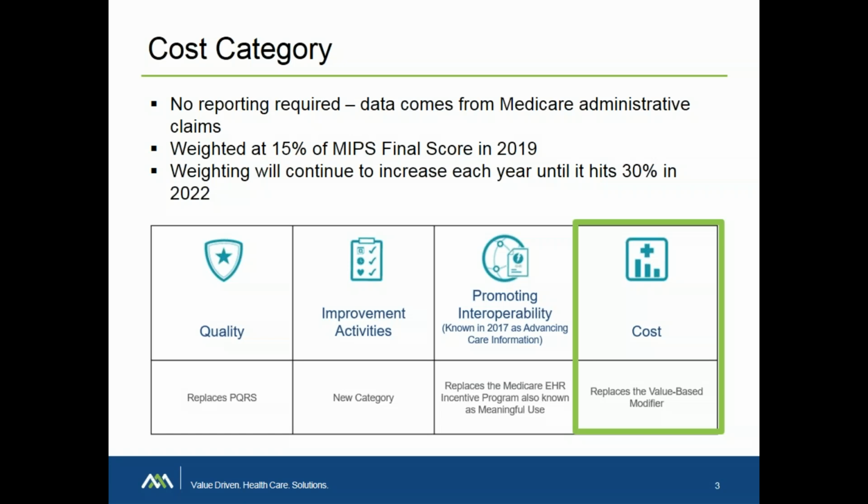So the cost category is just one of the four MIPS categories. For 2019, it's weighted at 15% of your MIPS final score. That weighting will continue to increase each year until it hits 30% in 2022. Cost and working on improving cost is definitely a long game. So although the full weighting doesn't hit until 2022, now is the time to start working on it because the improvements that you put in place will take time for you to see the effects of. Next slide.